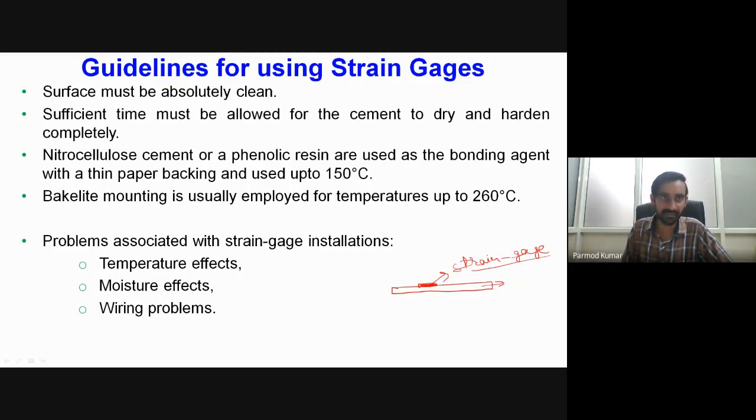For that, the surface of the device where we want to put our strain gauge should be absolutely clean. Then we use some adhesive in between our strain gauge and the surface where we want to put it, and we should allow sufficient time for the adhesive or cement to dry and harden completely. Different types of cements are used. Nitrocellulose cement and phenolic resin are used particularly as the bonding agent.